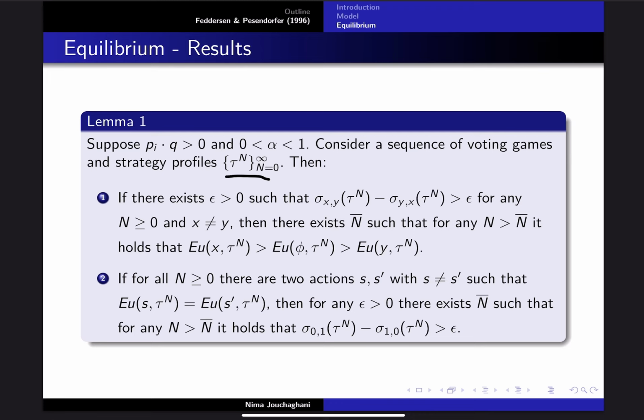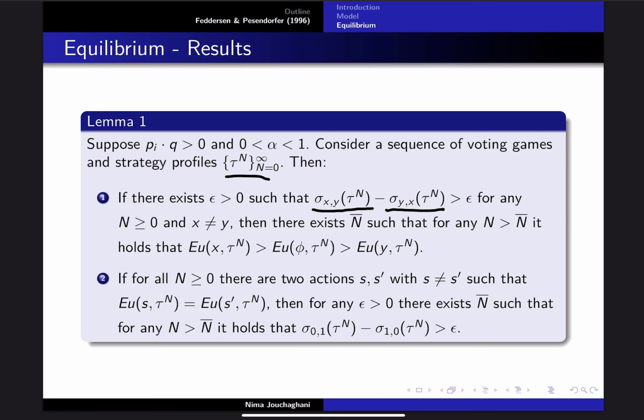Then we have the following. If there exists a lower boundary for the following difference, the difference between the probability of a mistaken vote for candidate X if the state is Y, minus the probability of a mistaken vote for candidate Y if the state is X. If there exists a lower boundary for this difference, it means basically that there is a mistaken vote for candidate X in state Y.